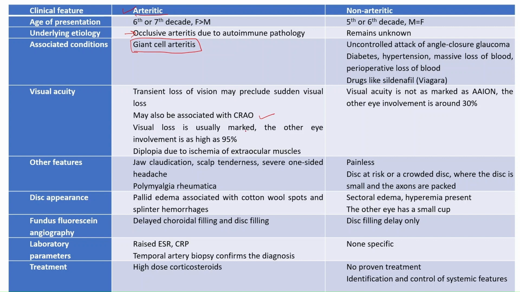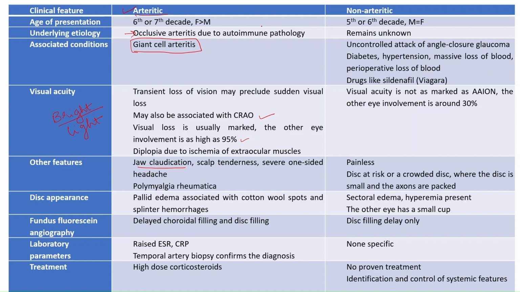The visual loss is usually very bad and the other eye can be involved in a very high percentage of people. There can be diplopia due to ischemia of the extraocular muscles, and there are some common visual phenomena like bright light induced amaurosis. In the sense, it is something like claudication of the retina. When the retina is bombarded with a very bright light, the photoreceptors do not get enough oxygen through reduced blood supply. That's why they develop something known as bright light amaurosis. This is very, very characteristic of giant cell arteritis. They may also develop jaw claudication. In the sense, after chewing for a while, they feel tired in the jaw, and scalp tenderness may be there because of the inflammation of the temporal artery. There can be severe one-sided headache with polymyalgia rheumatica.